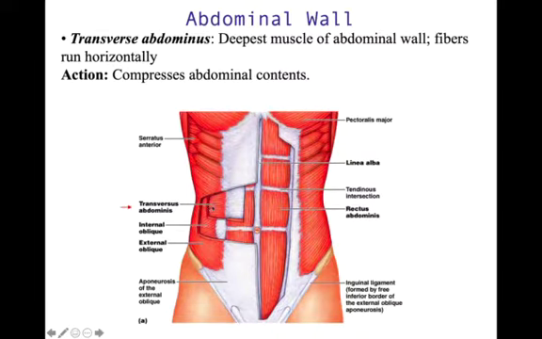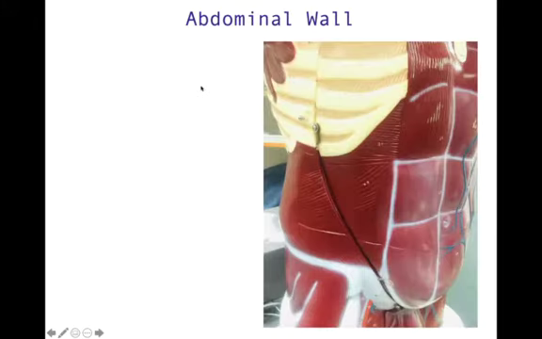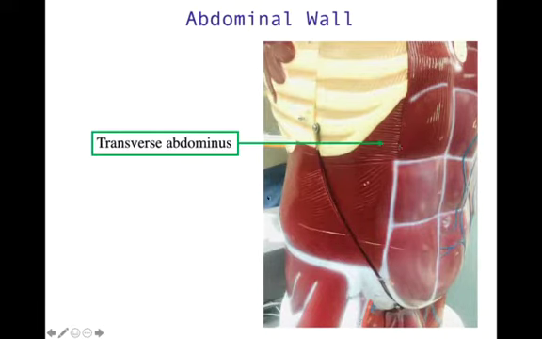Okay, transverse section or cross section, remember, it means horizontal. So here you see the muscle fibers running horizontally, right? And this is the deepest layer of muscle. So this is going to compress the abdominal contents, like sucking your belly in, for example, right? This is the transverse abdominis. So you see here this little triangular patch that they put right here with the muscle fibers running horizontally. Well, there's the transverse abdominis on that model right there.